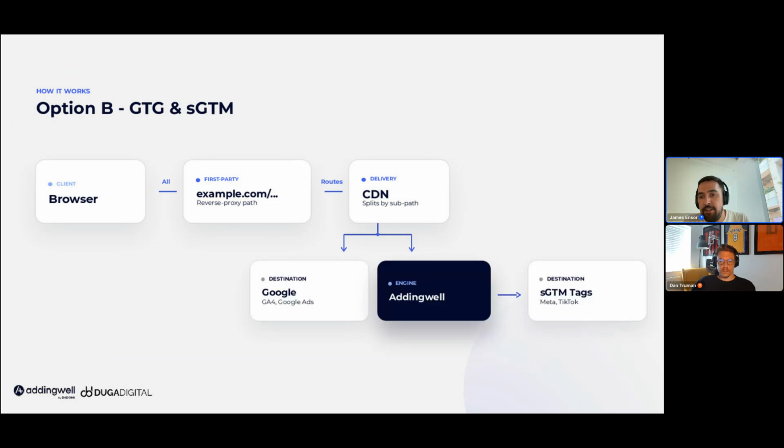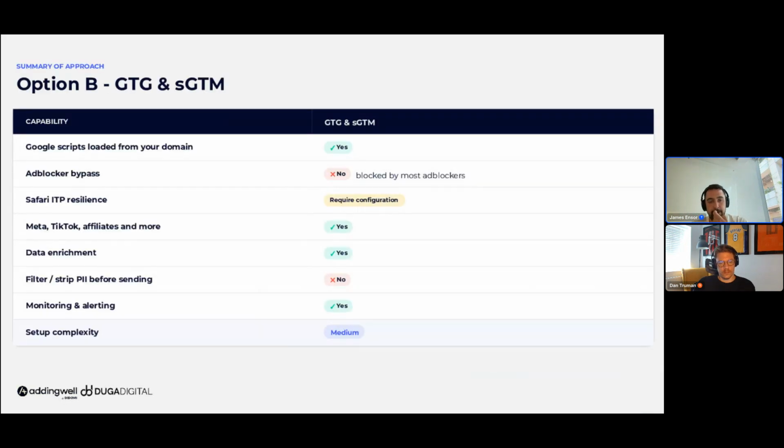On the left-hand side, you'll see that we have the Google destination, which is sending the request to Google Analytics, to Google Ads. And then on the right-hand side, you still have the server behind the CDN, which is sending the events to the other platforms that you have configured in the server container in Google Tag Manager. So we have the same table that follows this, but we see different results.